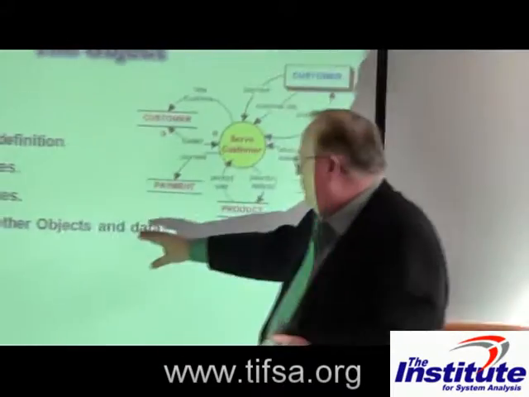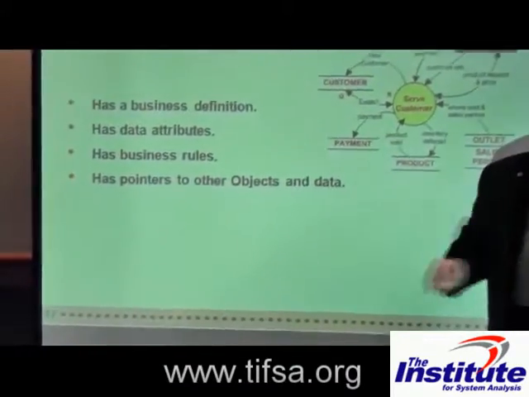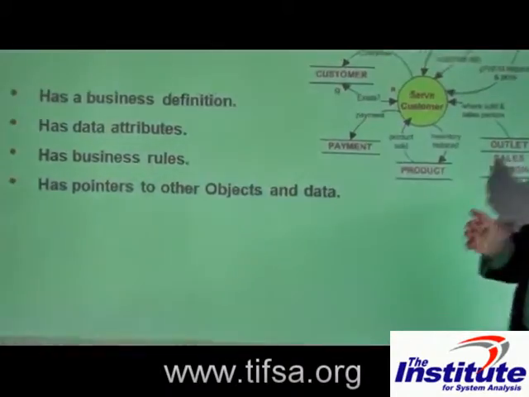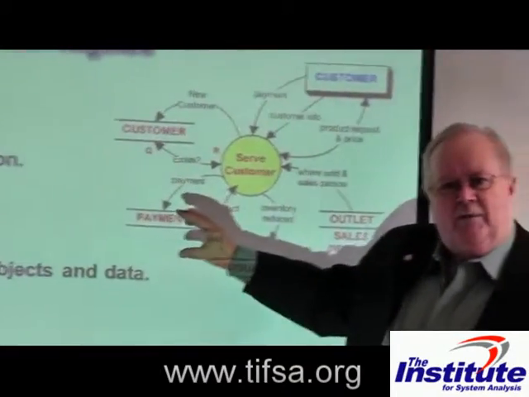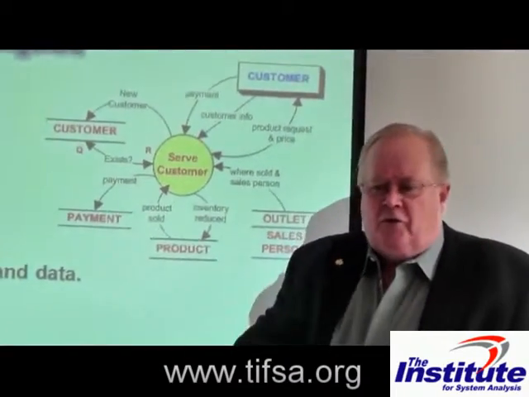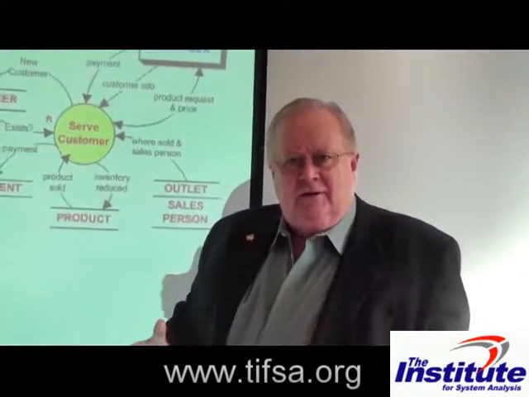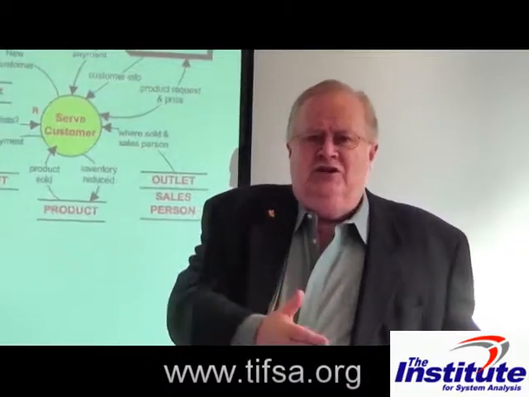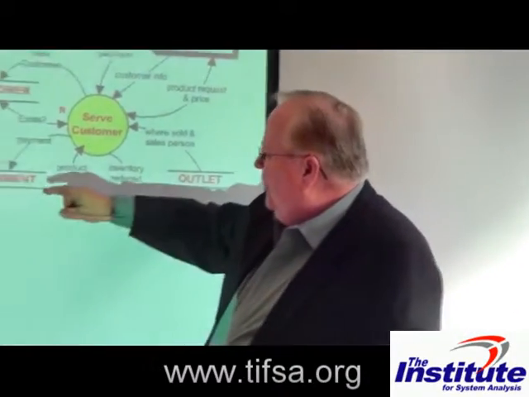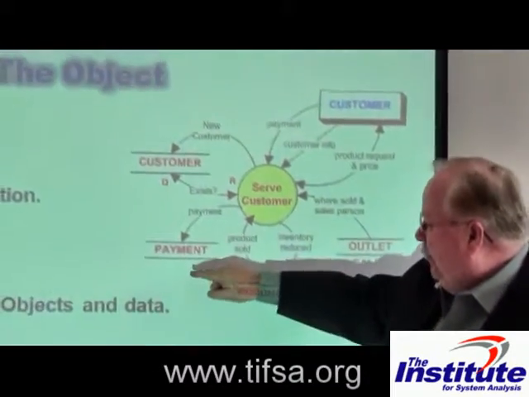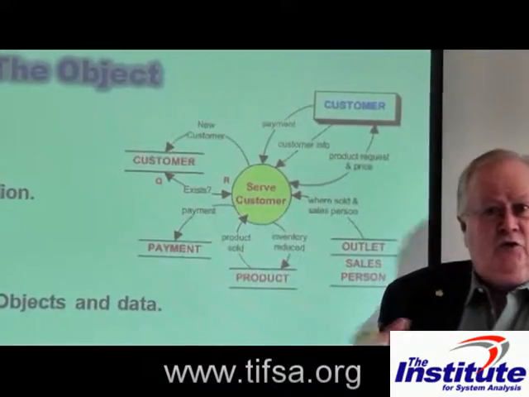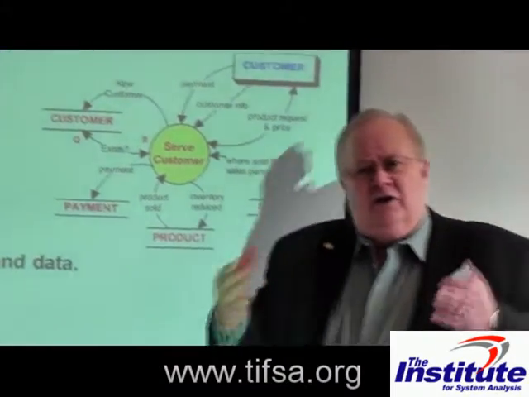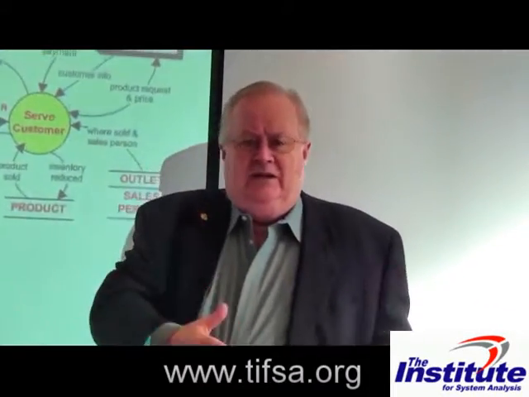We also have to have pointers to other objects in data, or what some people would call foreign keys. For example, if we know about a payment number 54 for $127, we might want to find out who's the customer who made that payment. So we have to be able to have a pointer inside payment that points to the customer, or joins that record, if you like, to the customer who made that payment.